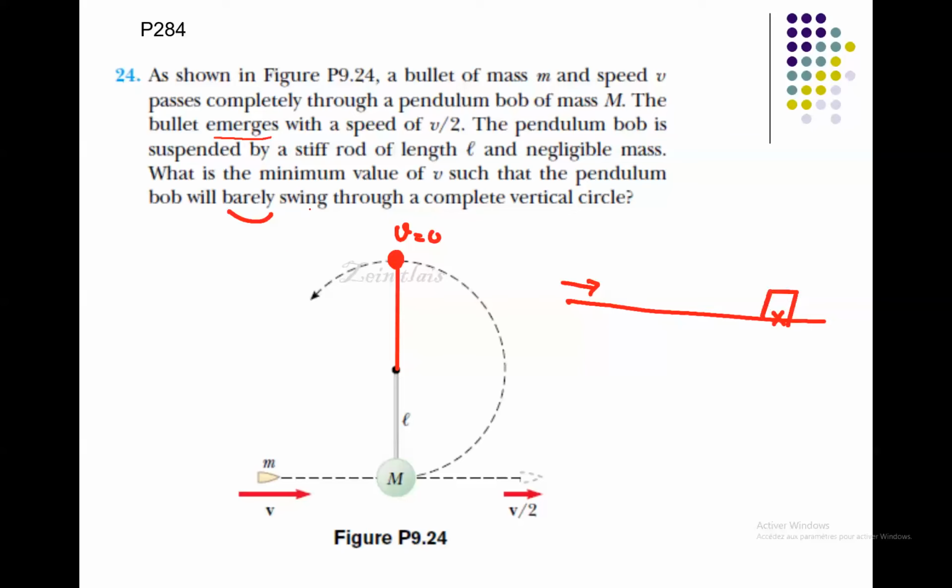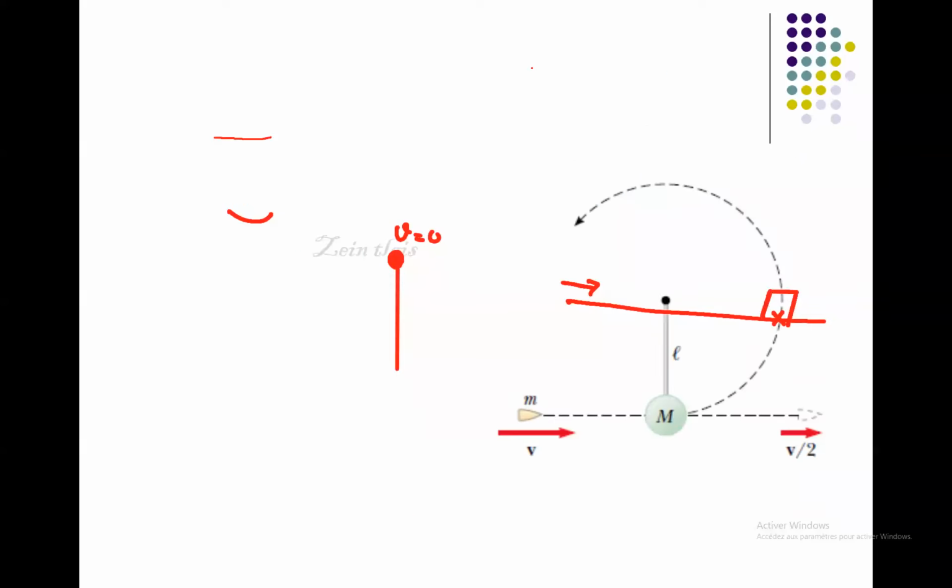Let me open a new page. Here we have the example. We have the bullet initially, and let's say we have a collision. I need to calculate V, the value of V, so that the pendulum will arrive at the top of the circle at this point with zero velocity.